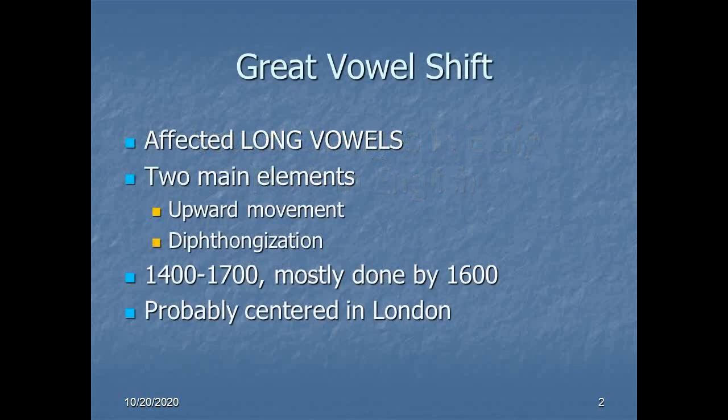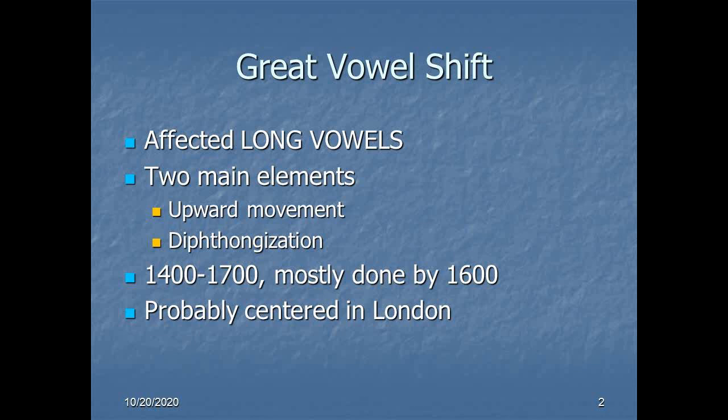As for what the Great Vowel Shift was, it was a change in the pronunciation of all of the long vowels in Middle English. It had two main elements. One was a tendency toward upward movement. What that means is that the tongue's position in the mouth in the articulation of a given vowel tended to move towards either the upper front or the upper back.